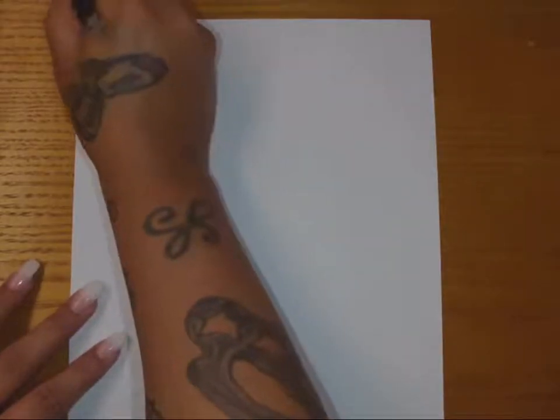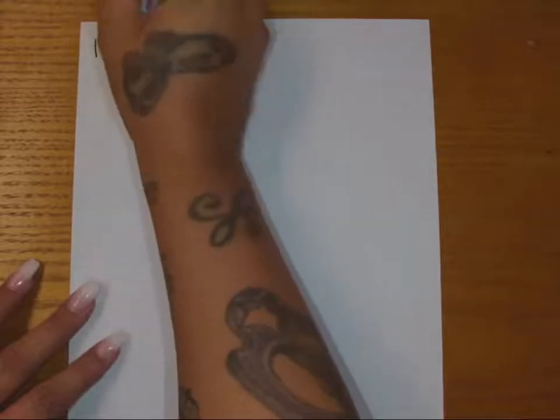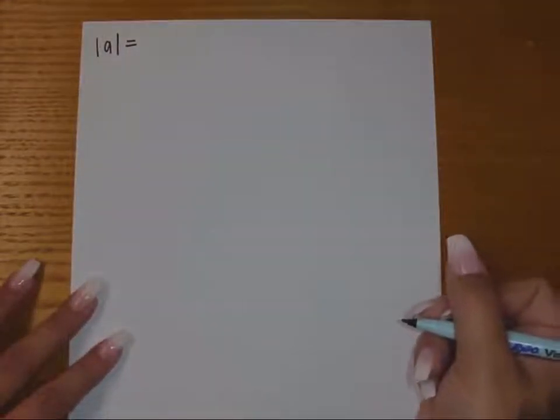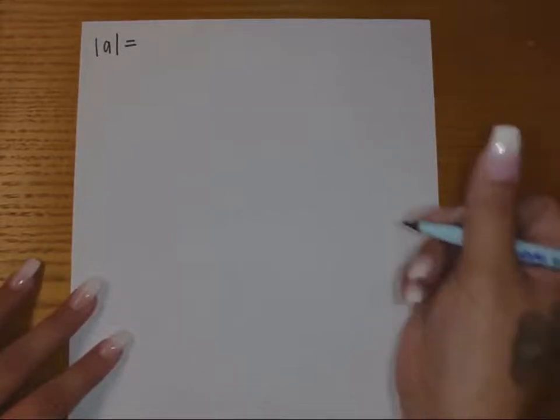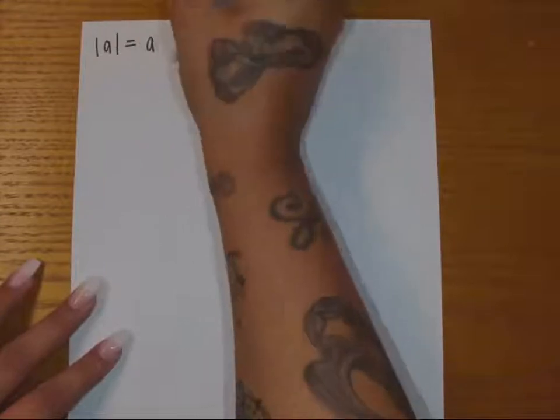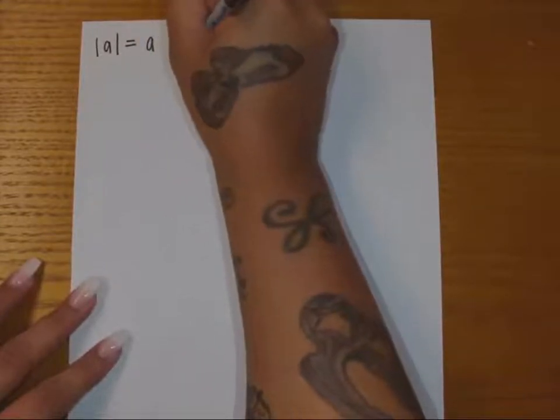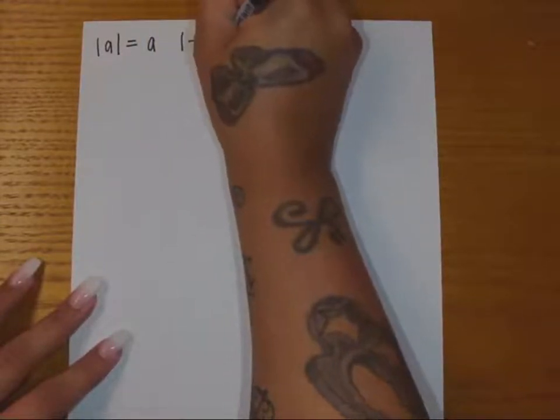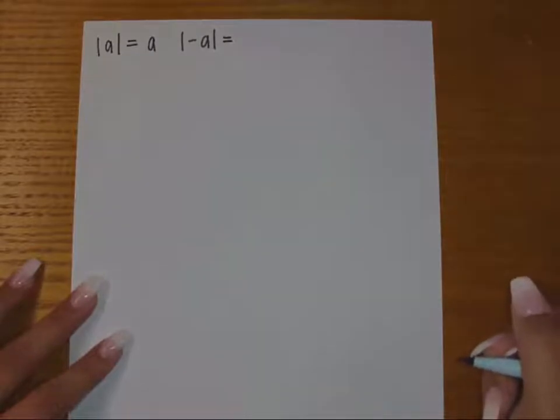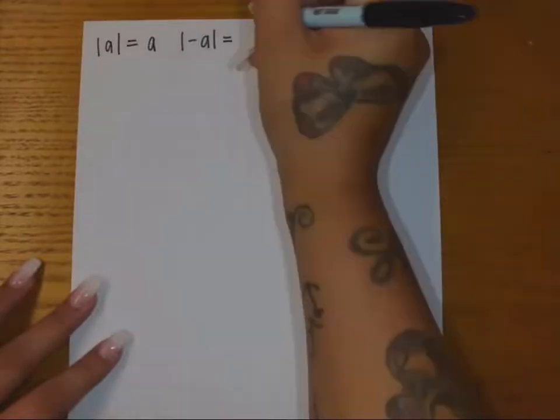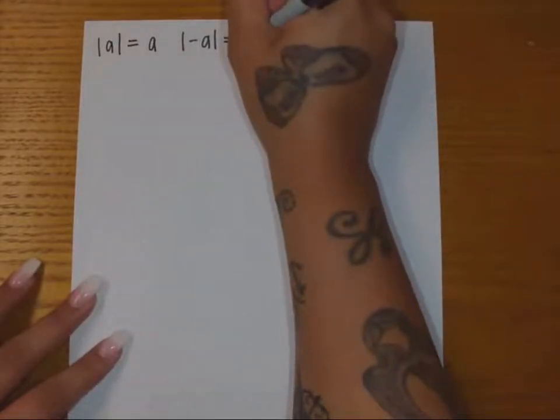Okay, so we're going to look at the absolute value. If you see these bars with a term inside of it, it wants to know what the absolute value of that term is. So the absolute value of A would be A. Also, if you see the absolute value of a negative term, it's wanting to know the distance from 0 to this term. So the distance would also be A.